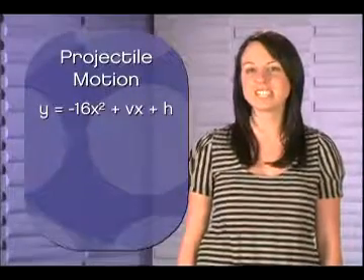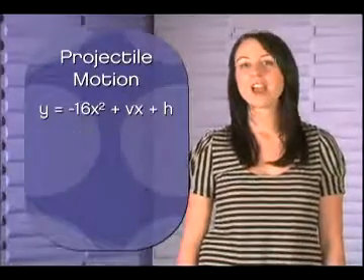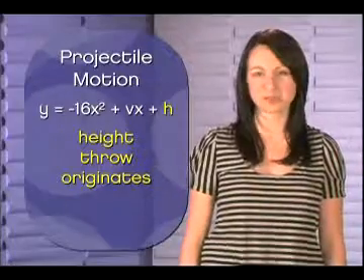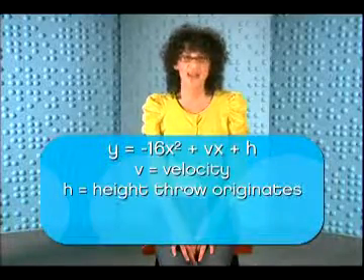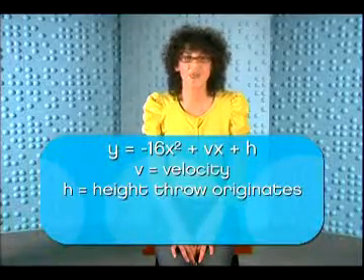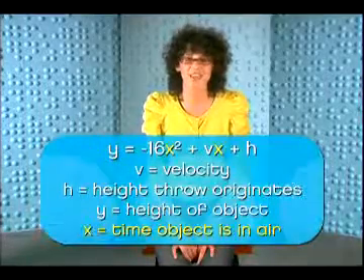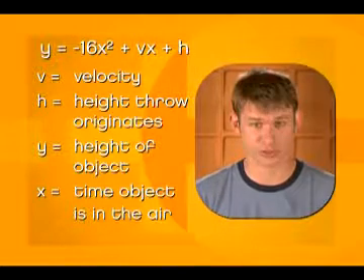Gravity is a constant, so there's a special formula to figure out the velocity and height of an object thrown. That formula is negative 16x squared plus vx plus h. V is the variable for velocity, and h is the variable for the height where the throw originates. So, what are x and y? What we want to figure out is how high our object is at a given time. So y will equal the height of the object, while x will equal the time the object is in the air.